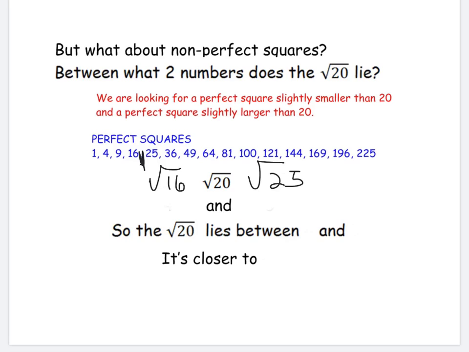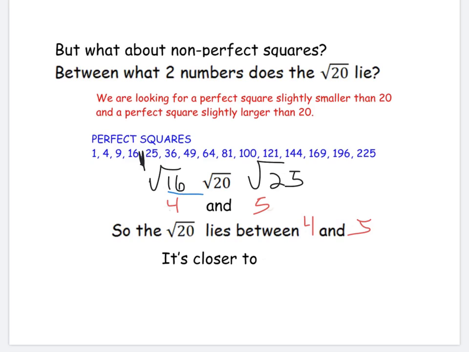So I can evaluate the square root of 16 and the square root of 25. I know the square root of 16 is 4, because 4 times 4 is 16. And I know the square root of 25 is 5. So I know then that the square root of 20 is somewhere between 4 and 5. The other thing you have to determine is what it's closer to, and you have to figure out how far each radicand is from the other.